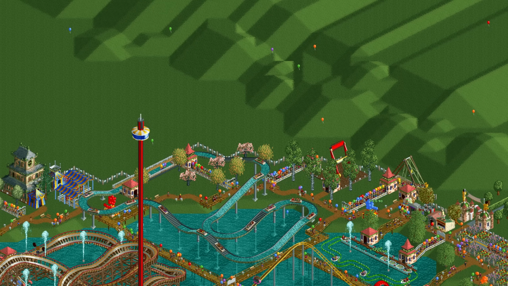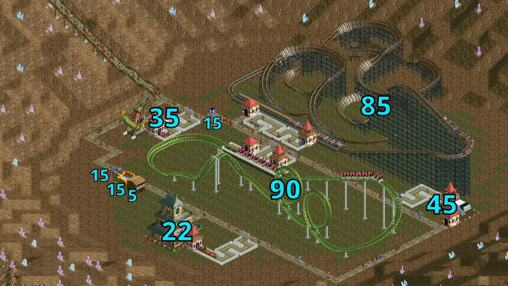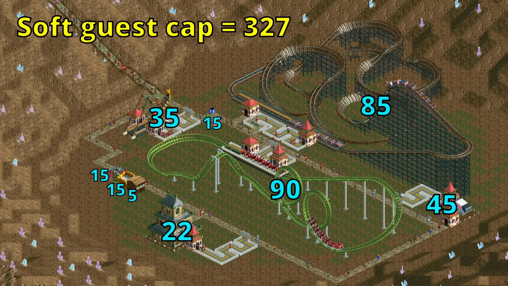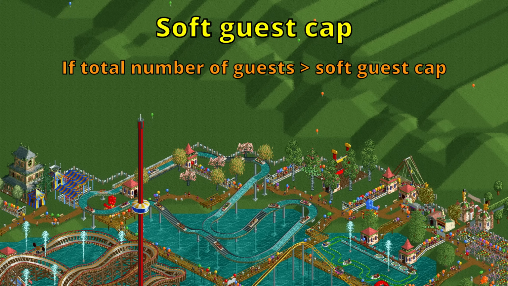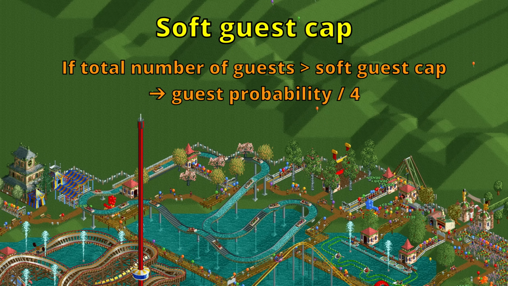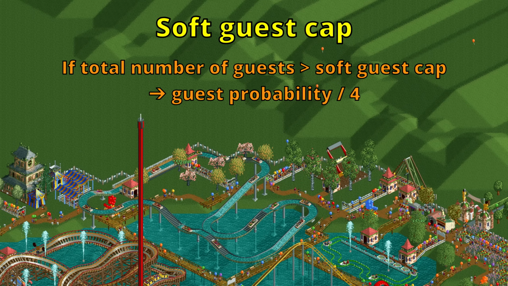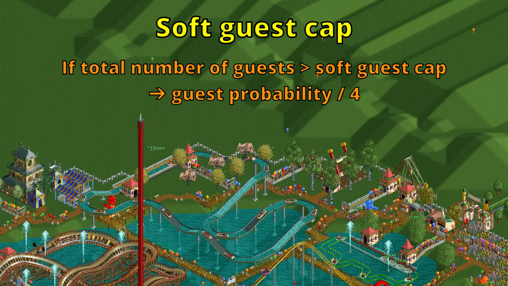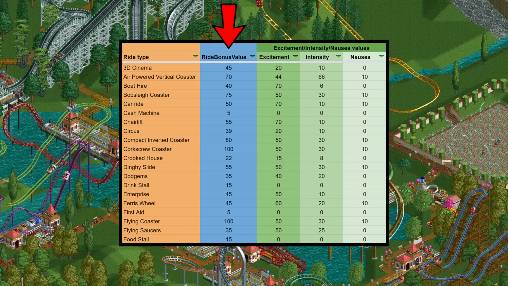Another factor is the frequently mentioned soft guest cap. Every ride and stall has a certain value called the ride bonus value. If you add all the ride bonus values of every opened ride and stall together, you get the soft guest cap. If the number of guests in the park plus the number of guests heading for the park is greater than the soft guest cap, your guest probability will be divided by 4. This is why it's a soft cap and not a hard cap, as it doesn't completely eliminate all guest generation. For a complete list of ride bonus values for every ride, you can check this list, which is linked in the description.